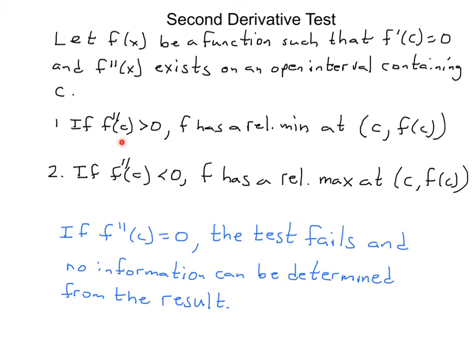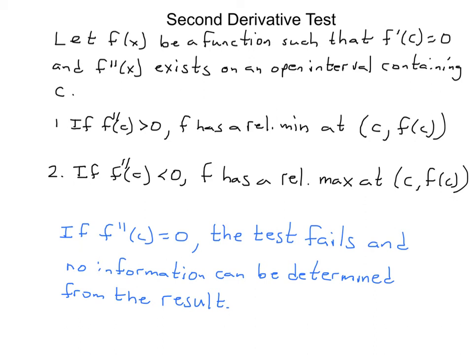So if f double prime of c is greater than 0, then f has a relative min at c, at the point c, f of c. In other words, where the first derivative is equal to 0, so we know the curve has a smooth curve at that point. If the second derivative is positive, then I know that curve is concave up at c. So if I'm concave up, then I have a minimum at x equals c.